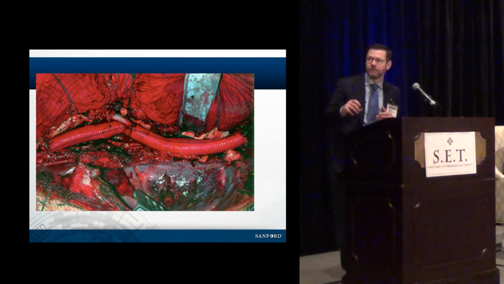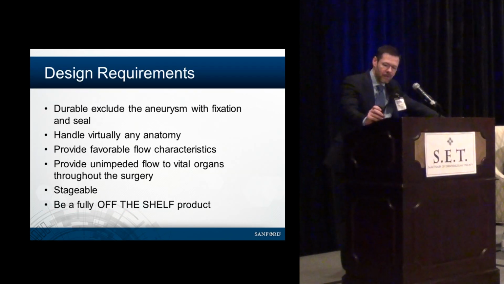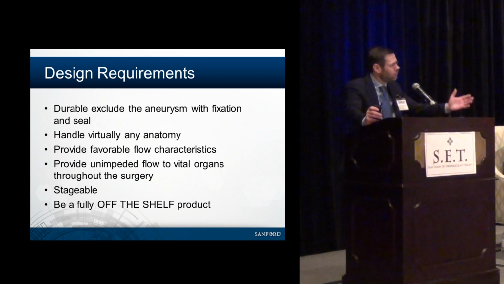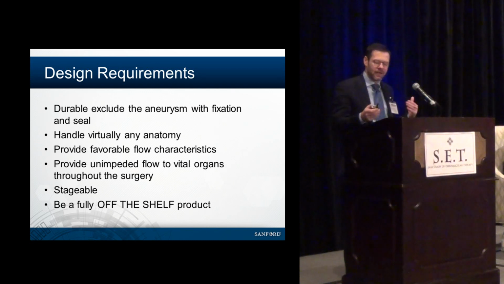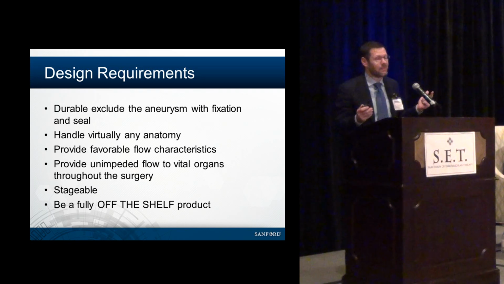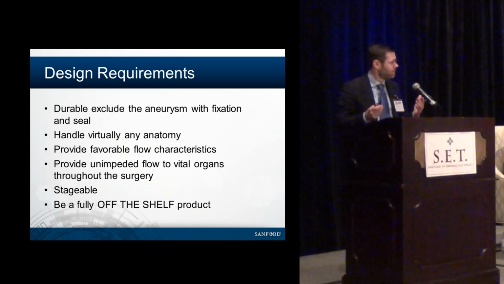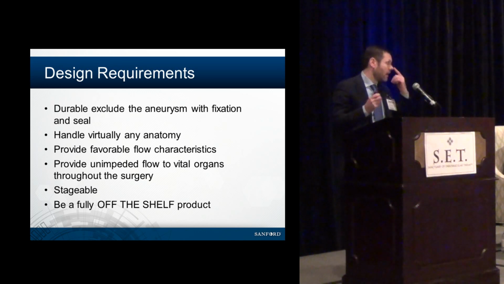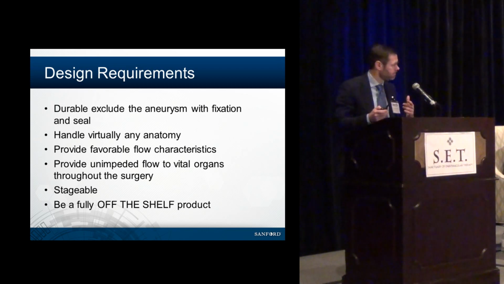It's pretty impressive. So, design requirements. I know some of you have heard this before, and I'll beat it to death because I think it's important. I used to be a structural engineer, so before I start any project, I make a list of things that I want done with that design. To take this on endovascular, we want something that's durable and gives us good fixation and seal. We want something that can handle virtually any anatomy. We want something that provides favorable flow characteristics. We'd like something that provides unimpeded flow while we're doing the procedure so that the patient doesn't wake up paraplegic.